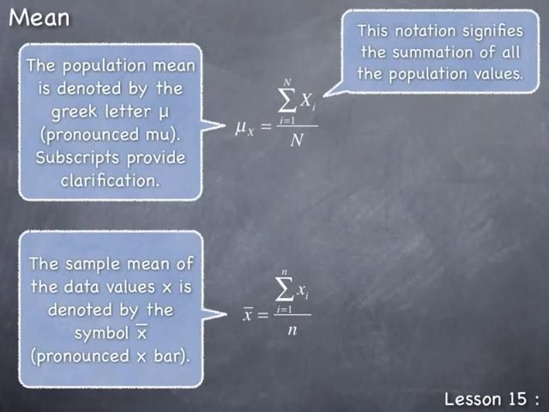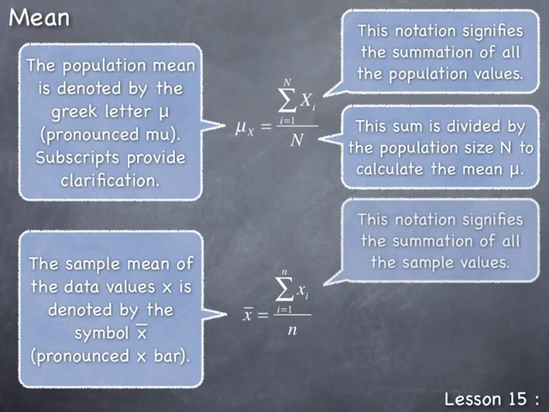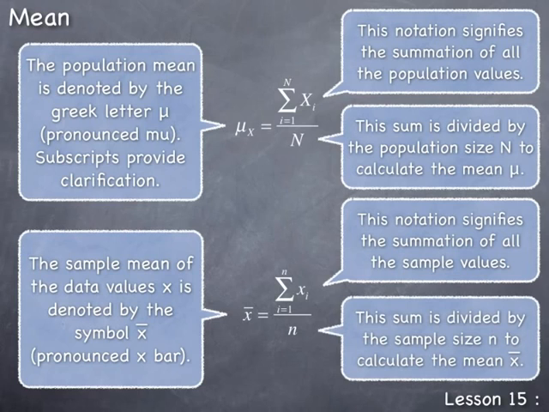This notation here, using the summation notation in mathematics, denotes the summation of all the population values. And this sum is divided by the population size, capital N, to calculate the population mean, mu. Here, the same summation notation is used to denote the summation of all the sample values, and this sum is divided by the sample size, lowercase n, to calculate the sample mean, x bar.